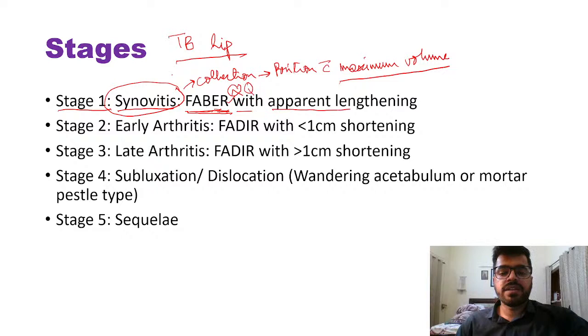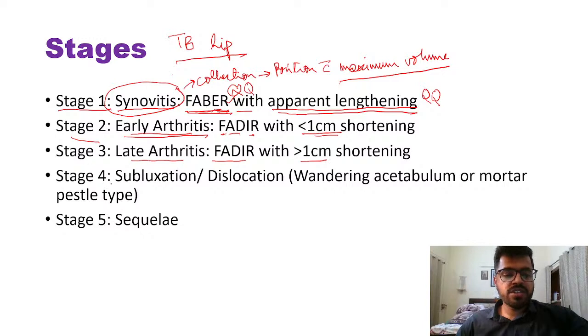With this, apparent lengthening occurs. It is not a true lengthening. This is also an important question, asked multiple times. Then there is stage 2, which is early arthritis. There will be flexion, adduction, and internal rotation of the limb, and shortening, usually less than 1 centimeter. In late arthritis, stage 3, the same attitude with more than 1 centimeter shortening is there.